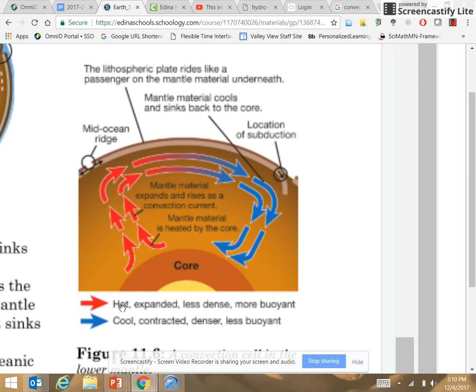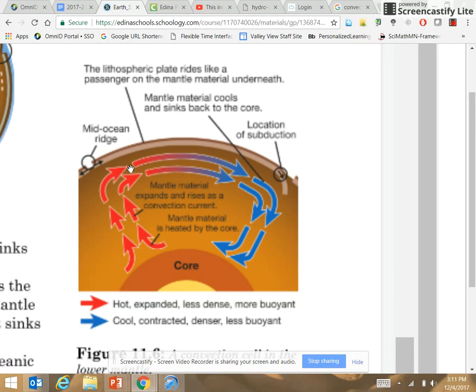So down here, this is what this arrow means. First it's hot, which leads to expansion or more volume, which creates less density and more buoyancy. And you don't need to use the word buoyancy, but that's how it works. So it'll rise up to the crust. It's mostly trapped in here by the crust. Some can escape through the mid-ocean ridge or other cracks or openings because the crust is brittle, but most of it stays trapped.